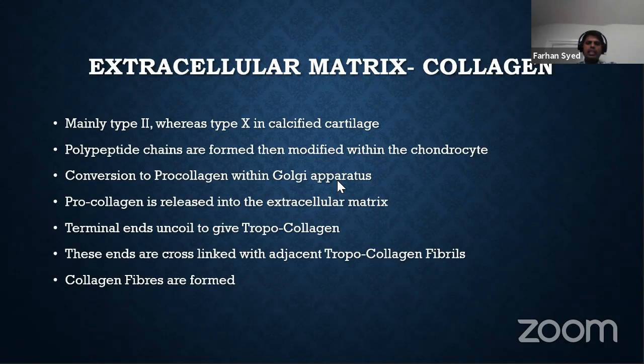How is this collagen synthesized? The chondrocytes produce polypeptide chains. These polypeptide chains enter the Golgi apparatus and get converted to procollagen. This procollagen gets released into the extracellular matrix. The terminal ends of this procollagen are cleaved to form tropocollagen, and these tropocollagen molecules attach to one another forming collagen fibrils, and these collagen fibrils form bundles of collagen.